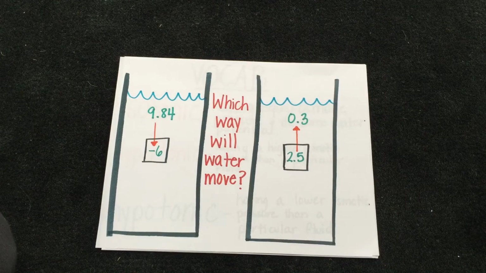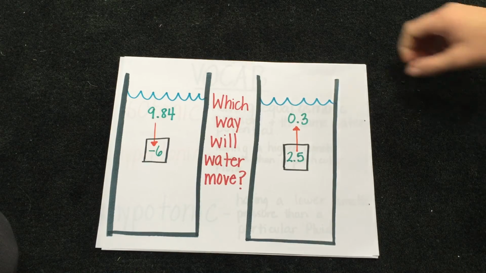Okay, so now that you know how water moves, let's practice. So remember, water goes from high to low concentration. So in beaker 1, to the left, 9.84 is higher than -6. So water is going to move into the cell. Looking at the beaker to the right, 2.5 is higher than 0.3. Therefore, water will move out of the cell.